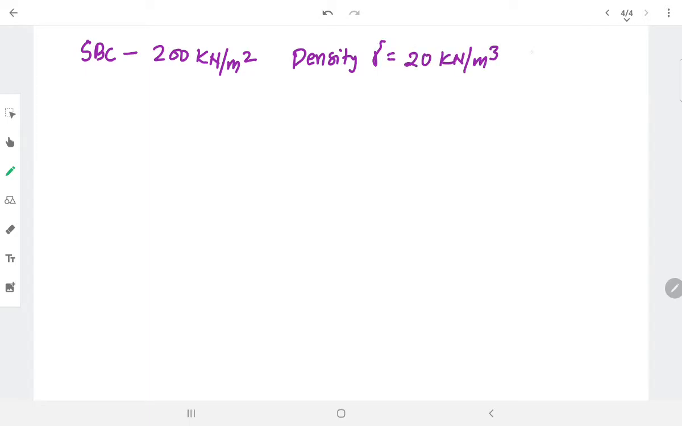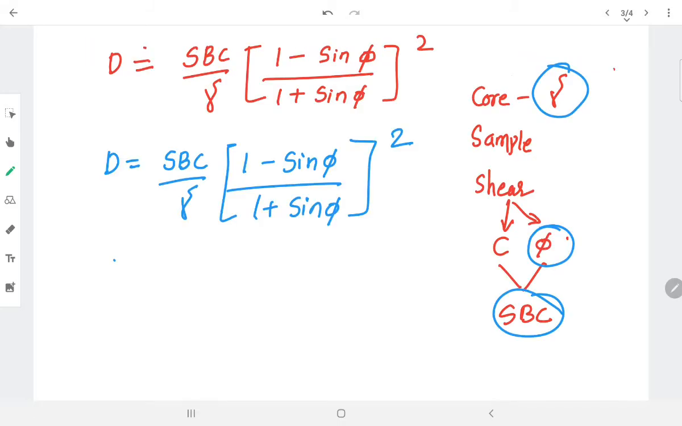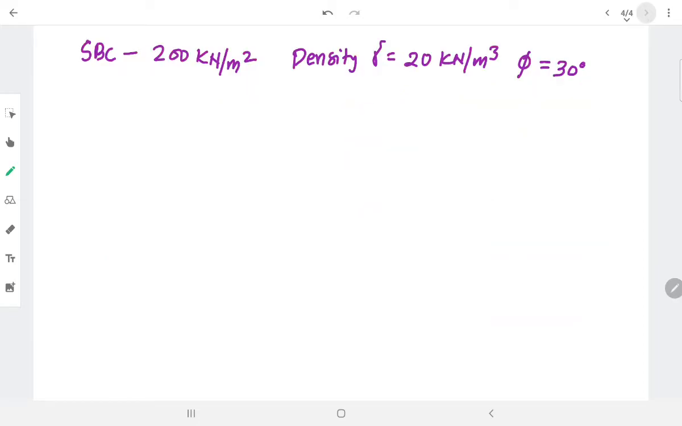For example, using those tests, the direct shear test as well as the core cutting, suppose we get the SBC of soil as 200 kilonewton per meter square, the density gamma equal to 20 kilonewton per meter cube, and the phi value as 30 degrees. This is the angle of repose or angle of internal friction.